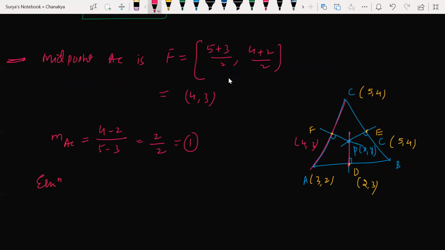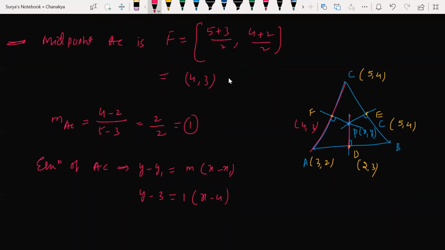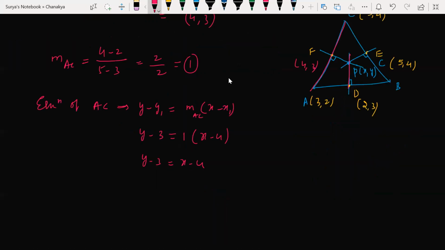So equation is what now? Y minus y1 is equal to m into x minus x1. Y1 is 3, m is the slope. Understand my point? Yes, sir. So y minus 3 is equal to x minus 4. So x minus y minus 1 is equal to 0. This is equation number 2, beta.